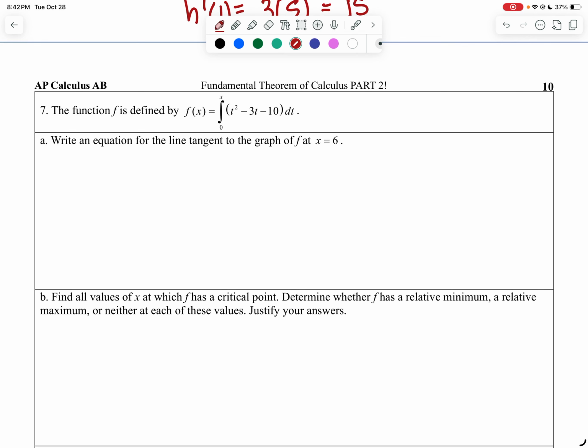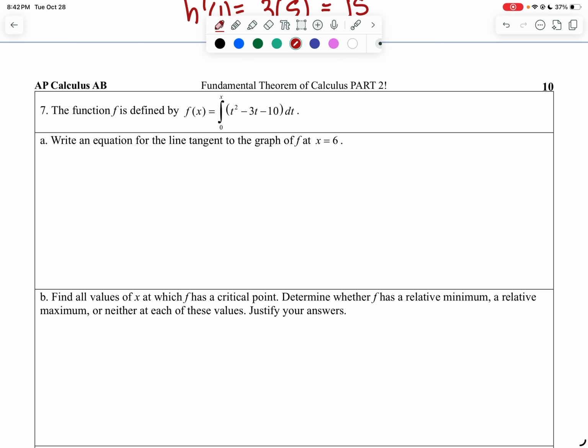All right, so for number 7, we have the function f is defined by this lovely function right here. And for part A, it's asking us to write an equation for the line tangent to the graph of f at x is equal to 6. Well, you need two things. You need a point and you need a slope.